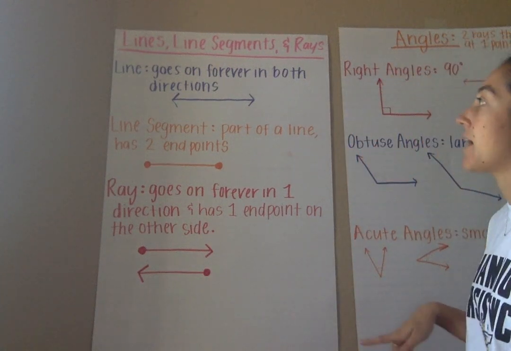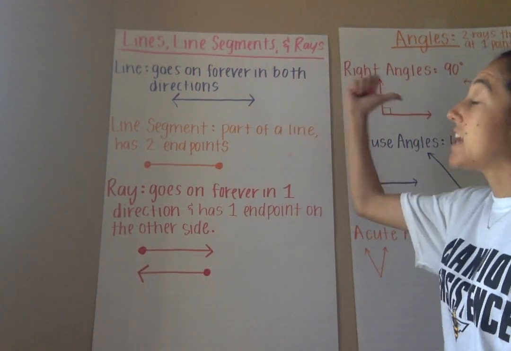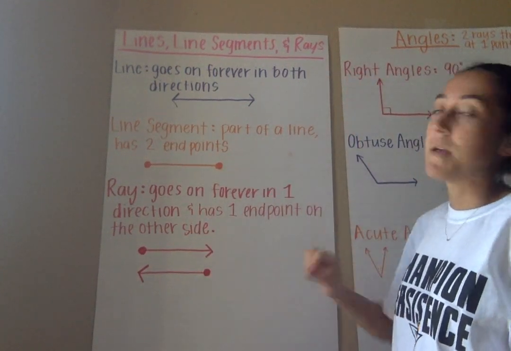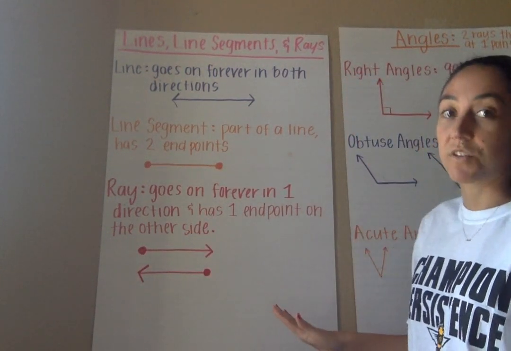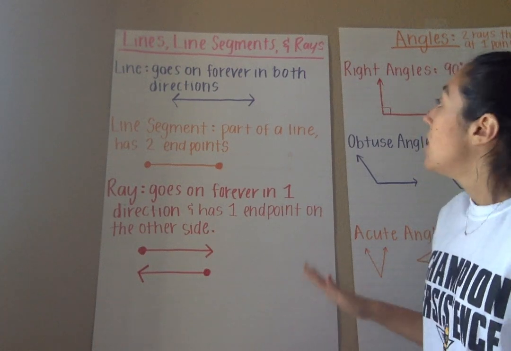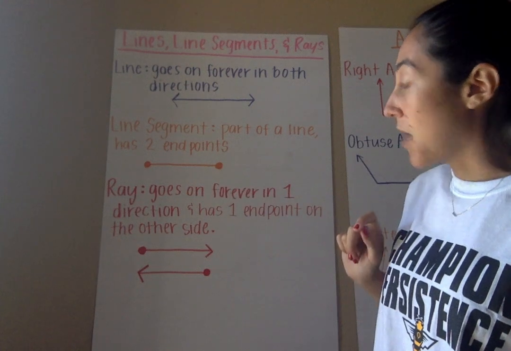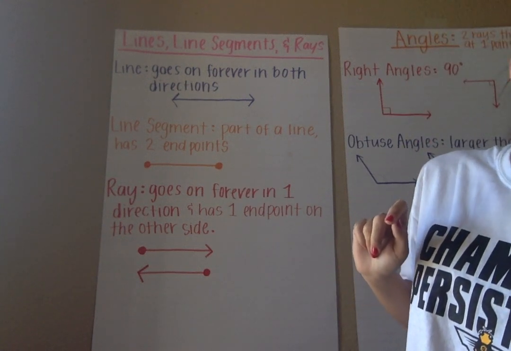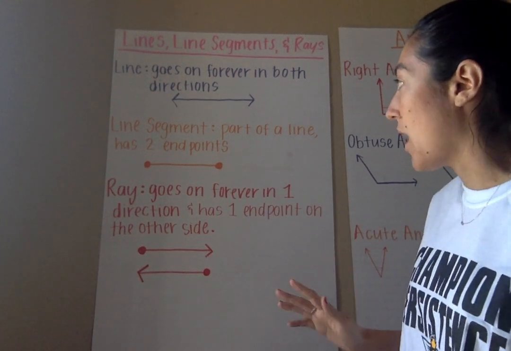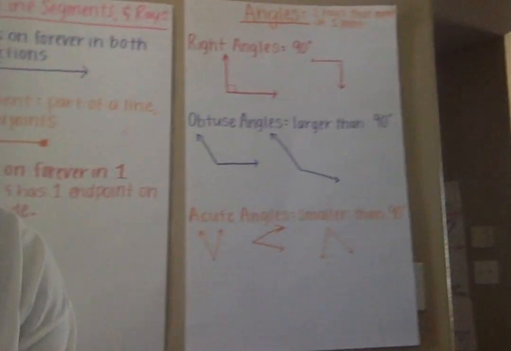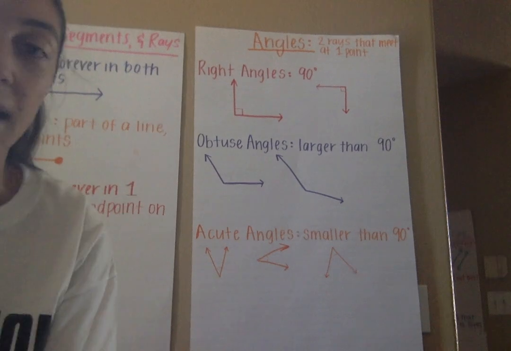So again, remember, arrows mean that it will continue going on in either way. Endpoints mean that it will stop right there and will not go any further. So that is the difference between a line, a line segment, and a ray. Some of you might be asking, well, when do I need to use those, or why do I need to know about those? Well, that's when angles come into play.